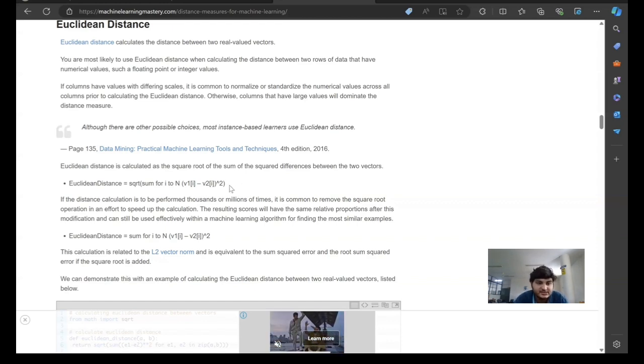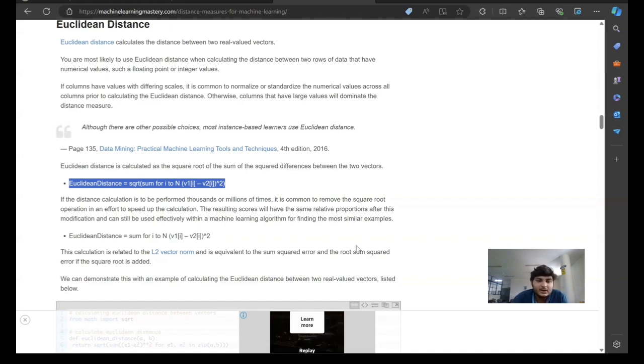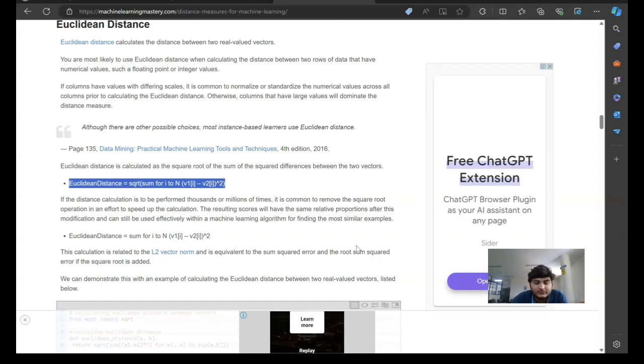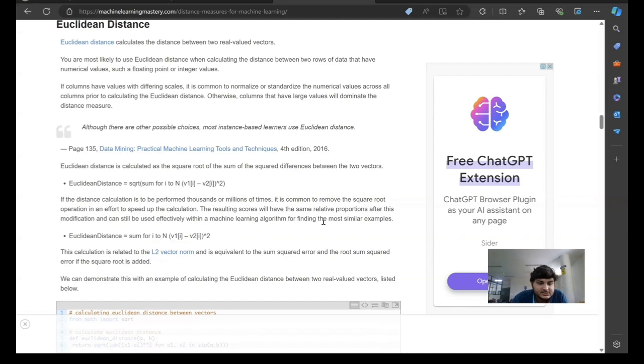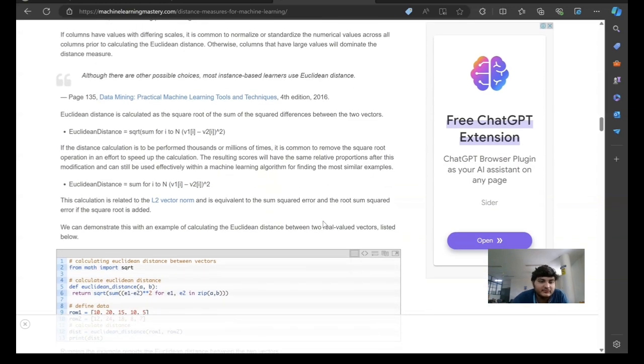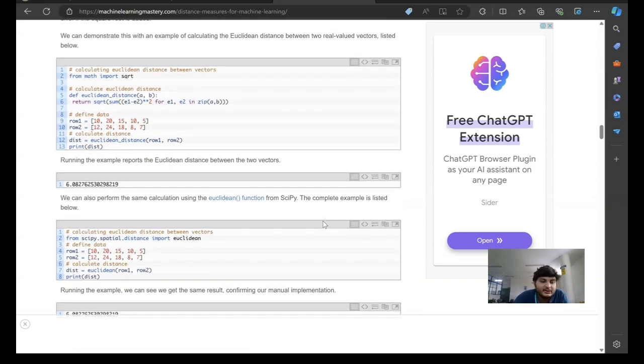Generally, the formula for Euclidean distance is the square root of the sum from 1 to n of (v1 minus v2) whole squared, where v1 and v2 are the key points for the mapping. Euclidean distance is also known as the L2 vector norm and is equivalent to the sum squared error, and the root sum squared error if the square root is added. This is one example of Euclidean distance.